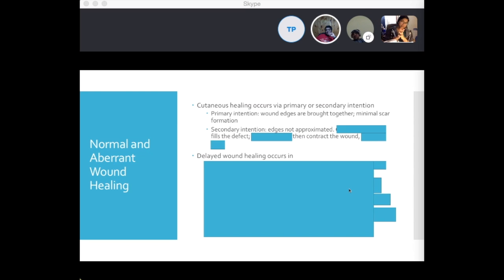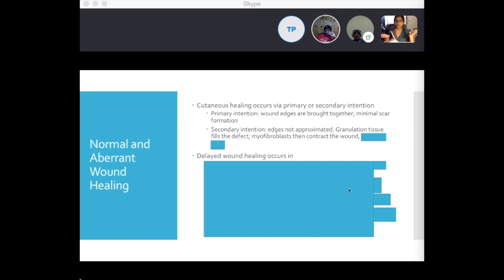Yes. It's more generally granulation tissue is what I was looking for. And then what component of granulation tissue we talked about contracts the wound? Type 3 collagen? Myofibroblasts contract the wound.